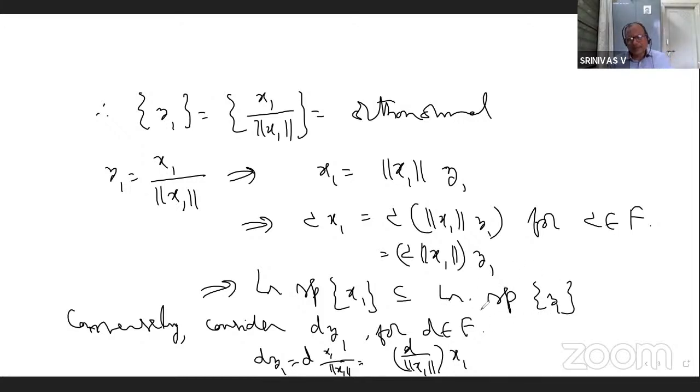In this set, vectors are of the form scalar times y1. They are of the form d into y1, for some scalar d. So dy1 is equal to, for d, what is y1? x1 by norm x1. And this is scalar. This can be clubbed with this d. So it is d by norm x1 into x1. So this is also a scalar multiple of x1. So this implies that the linear span of y1 is contained in the linear span of x1. Okay. So a scalar times y1 is also a scalar times x1. So this is contained in this, right? So reverse inclusion also works. Therefore, this is equal to this. Linear span of this is equal to linear span of this because each is a subset of the other.